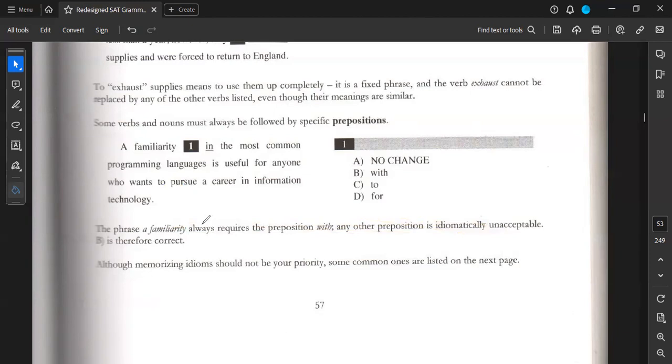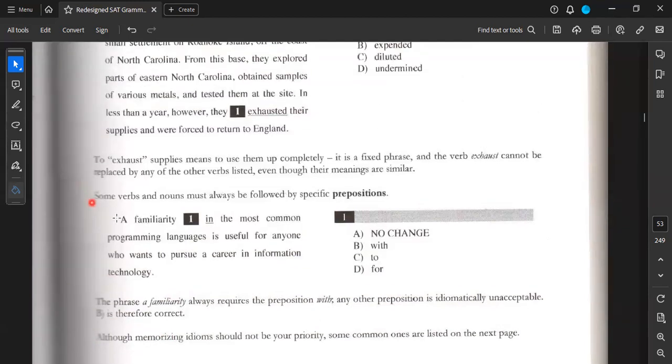All right. So it says here, the phrase a familiarity it always requires the preposition with. Any other preposition is idiomatically unacceptable, right? So that's what makes this correct. There's no particular reason, but there are certain words that just go together. You're always going to say stumbled upon. You'll never say stumbled on or stumbled to. You always stumble upon. It's just an idiom.